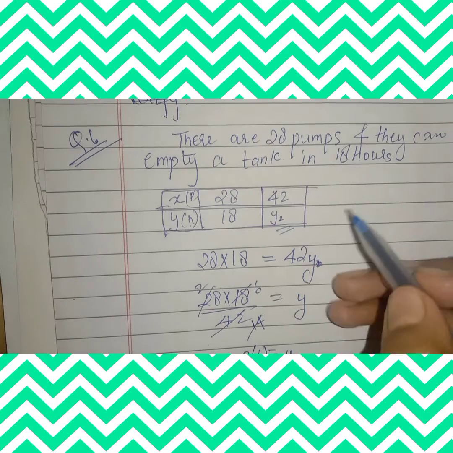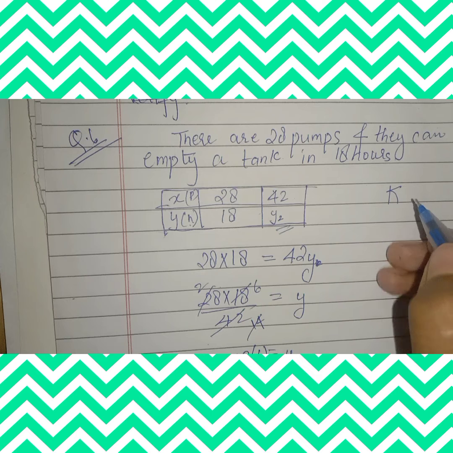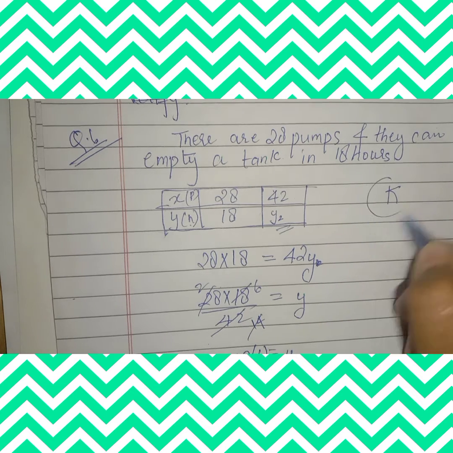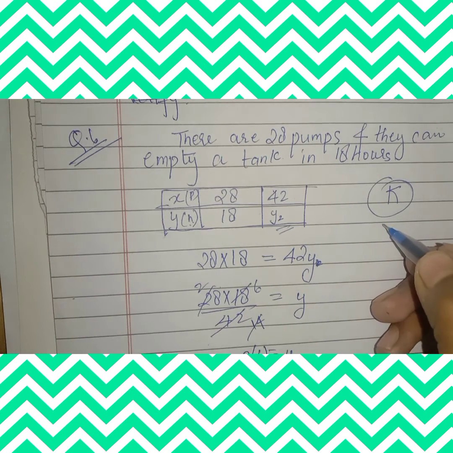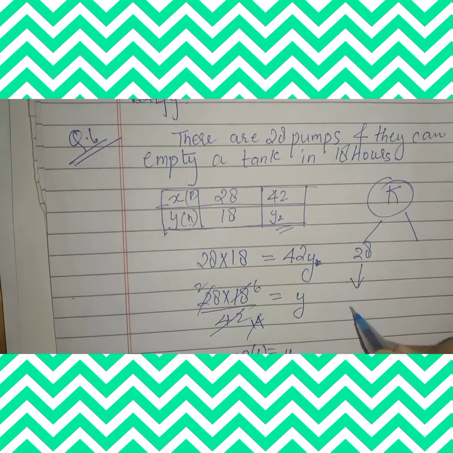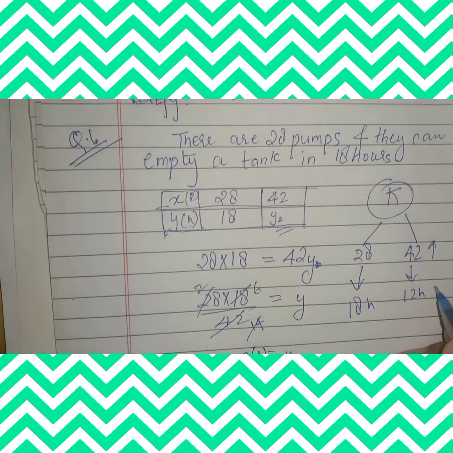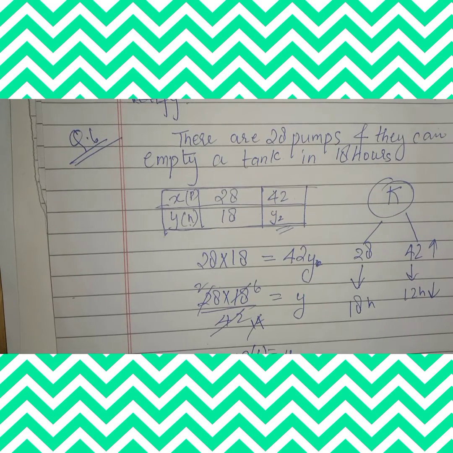It means that the work was constant, the tank was the same. If 28 pumps were there, it was taking 18 hours. But if we use 42 pumps in the place of 28, the time decreases. It takes 12 hours, meaning if one increases, then the other decreases.